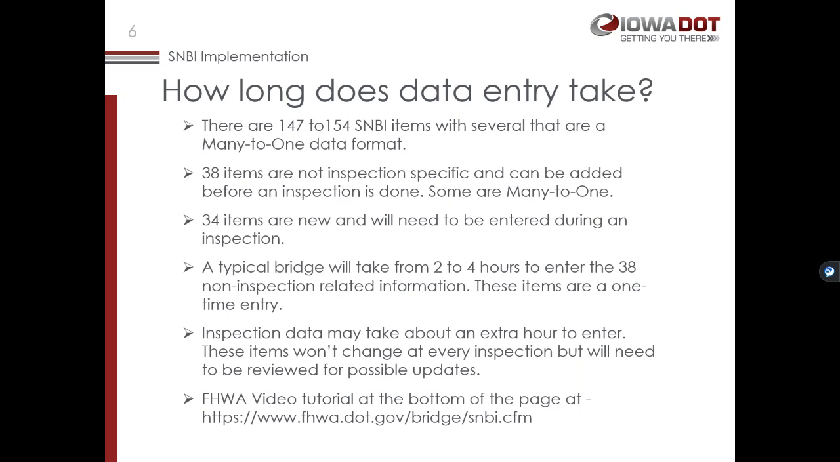So how long does it take to enter the data? Well, there's 147 to 154 new items. The difference between those two numbers is just the elements. They want the element data for all bridges on the National Highway System included, but almost all of the secondary road bridges are not on the NHS, so they will not need that element data. So it's really just 147 items that the SNBI requires versus the 116 that the old coding guide required. But there is a many to one data format for some fields, so that 147 is a little misleading.